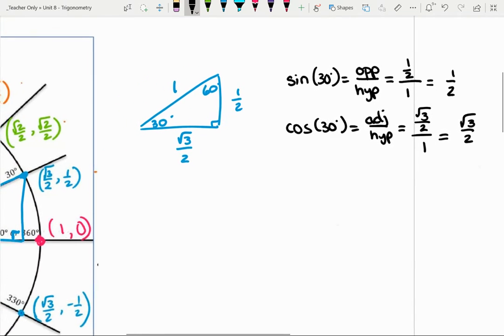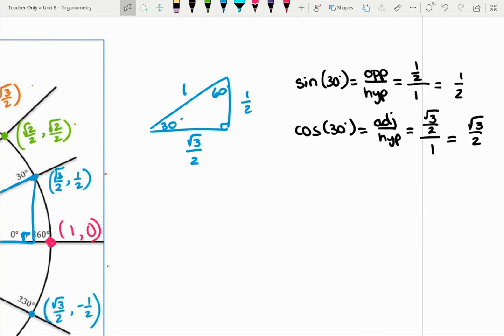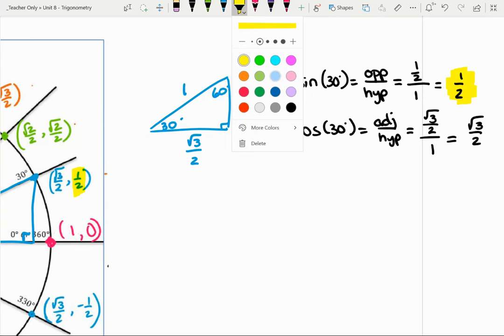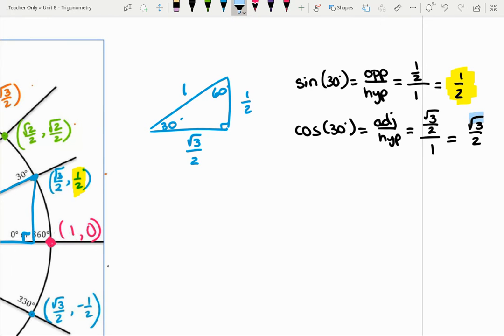Now if I take a look at my unit circle, I should notice that some of these values actually look a little bit familiar. My sine value is the y coordinate of that point, and my cosine value is the x coordinate.